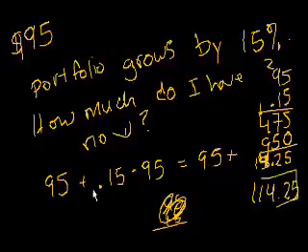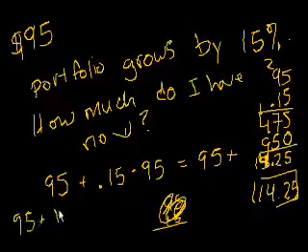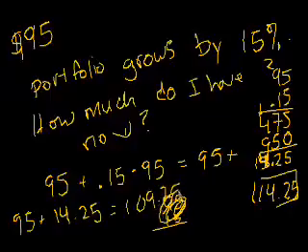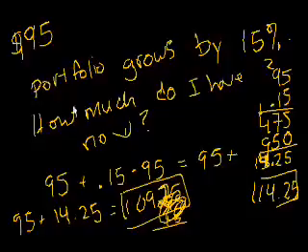So the answer is going to be 95 plus 15% of 95, which is the same thing as 95 plus 14.25. So 95 plus 14.25. Well, that equals what? 109.25. Notice how easy I made this for you to read, especially this 2 here. So if I start off with $95 and my portfolio grows, or the amount of money I have grows by 15%, I'll end up with $109.25.